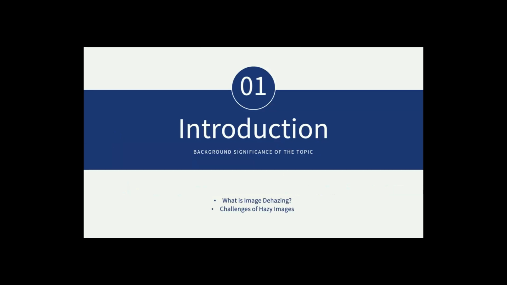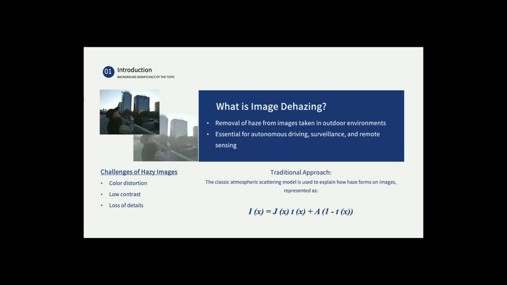Now, before we go in, we would like to explore what image dehazing is and what are some of the challenges that are faced with hazy images. Image dehazing refers to the process of removing haze from images taken from outdoor environments. And this is crucial for many applications such as autonomous driving, surveillance, and remote sensing, where image clarity directly impacts the performance.